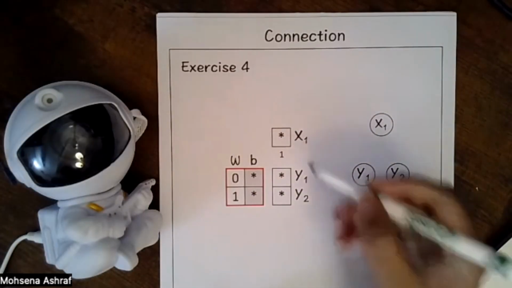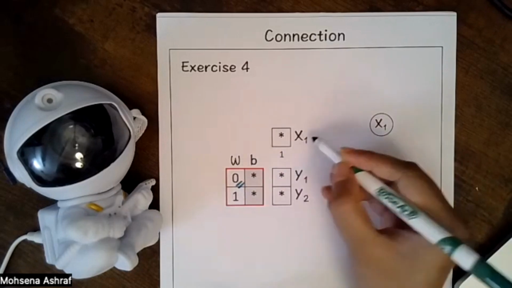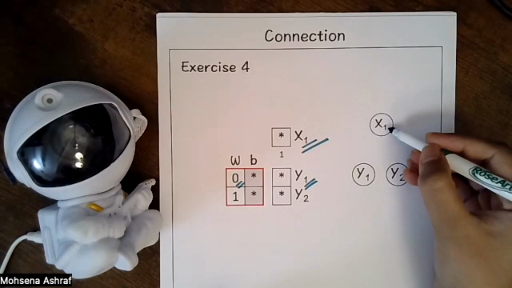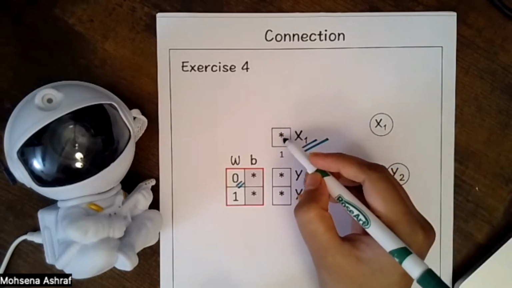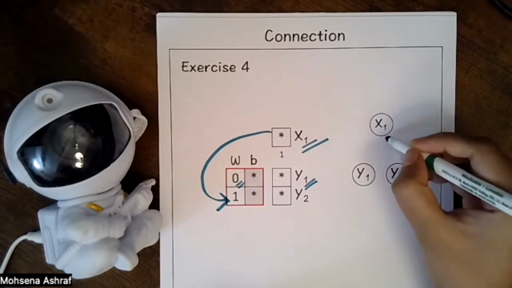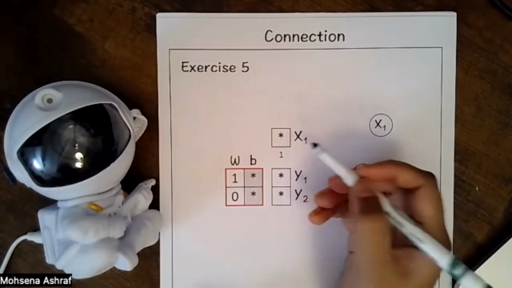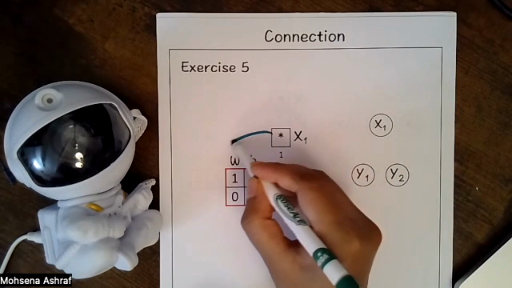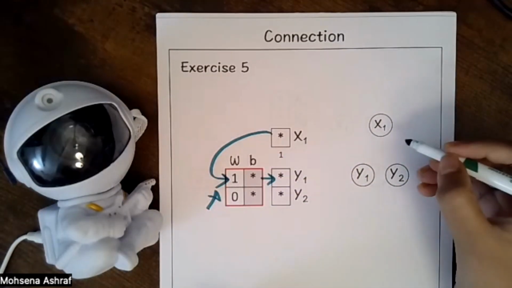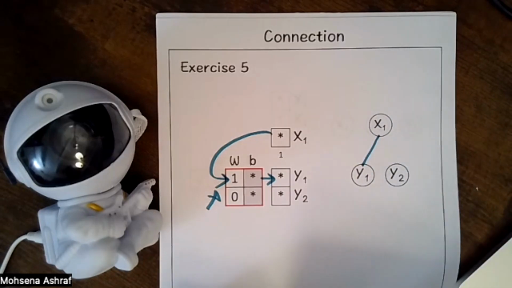For the next exercise, it's similar to the previous one. The only difference is that it's 0. So x1 will have no effect on y1. So we don't get any connection from x1 to y1. But from x1 to y2, we will have its effect. So there will be a connection from x1 to y2. Next exercise, we will have the effect of x1 to this y1, but no effect on y2. So we will get a connection from only x1 to y1, not x1 to y2.